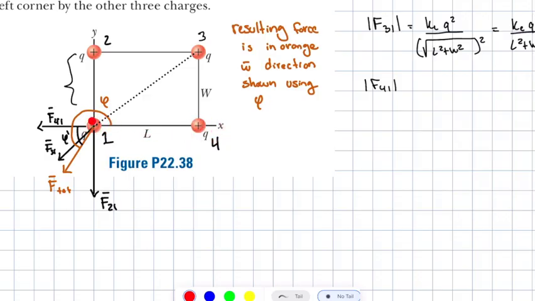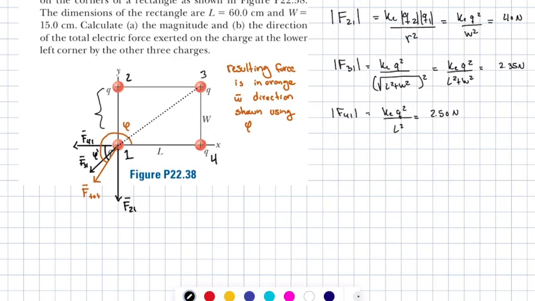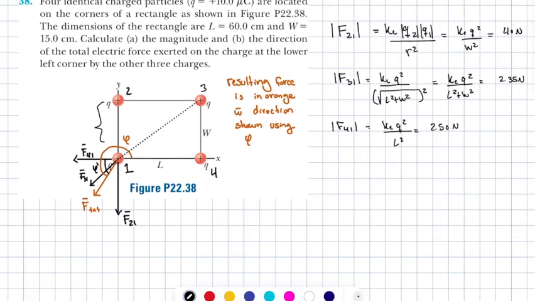Now F41 is what is the force by 4 onto 1. So what is the force that 1 feels because of 4, and we see that they are separated by a distance L away. So that's going to be k_e Q squared again divided by L squared, and we plug in numbers for that and we get 2.50 newtons. Alright, so that answered A, which is the magnitude.